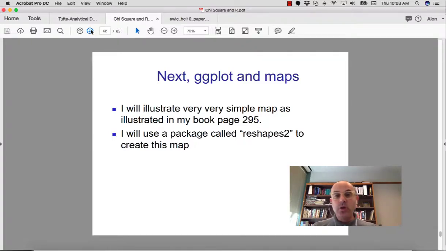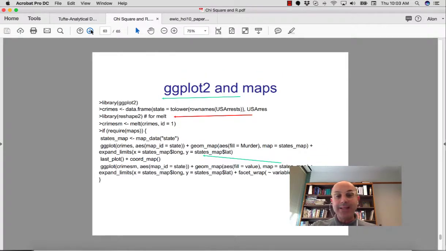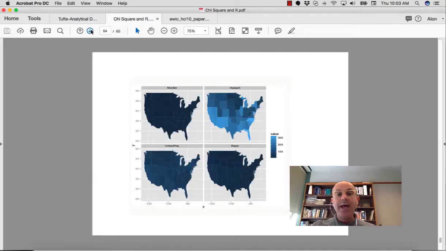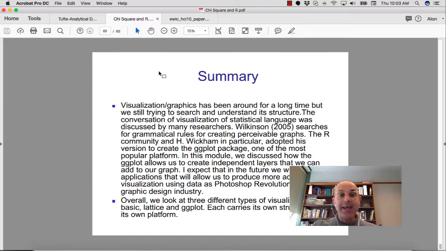I will also give you a lot of illustration about a simple map, how to apply a simple map. And I will use in this map a package called Shapes2 in order for me to create this map. And again, this is the code that I'm going to use, and this is the result of it. And again, we talked about visualization, which is again very important to me because I think it's very connected to statistics and statistical analysis.